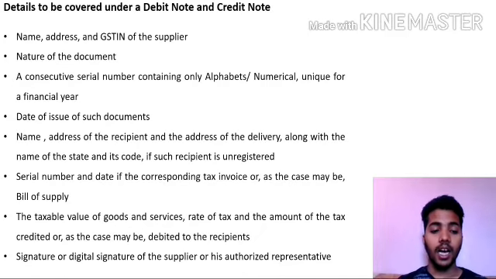And the last and very important point is the signature or digital signature of the supplier or his authorized representative. The signature or digital signature is a very important thing to show in the debit or credit note. It specifies that the document is legal and properly authorized. If the signature or digital signature of the supplier is missing from the debit or credit note, then it will not be considered a legal or full-fledged document.